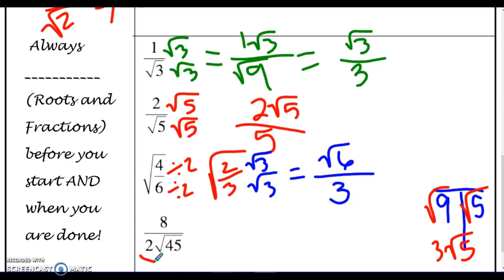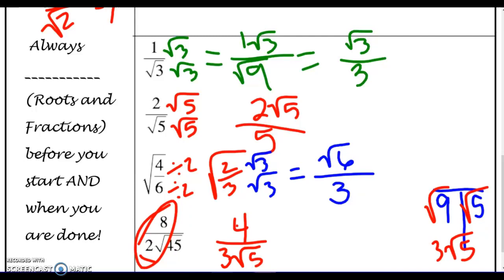Oh, wait! Look at this. This 8 and the 2. Could I simplify that right away? I could. So let's do that. So 8 over 2 makes 4 on the top. If you're like, what did she just do? Then pause the video until you can figure it out. On the bottom, I now have 3 square root of 5 because I pulled that apart.